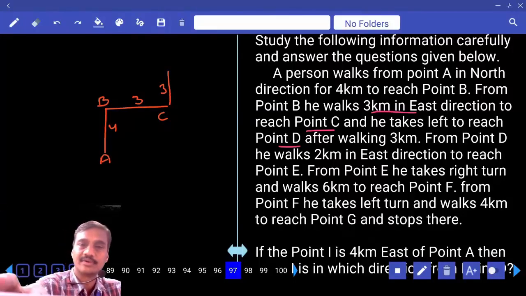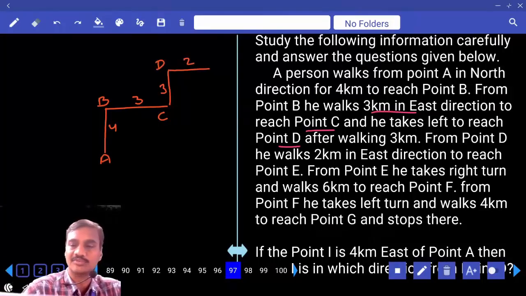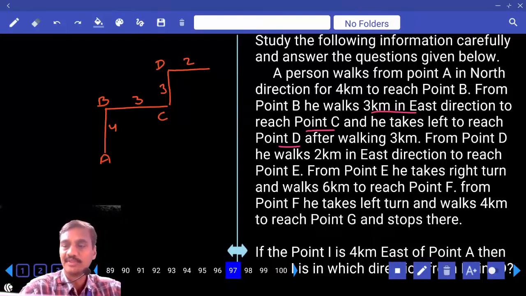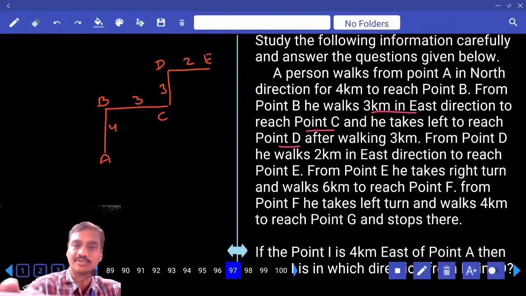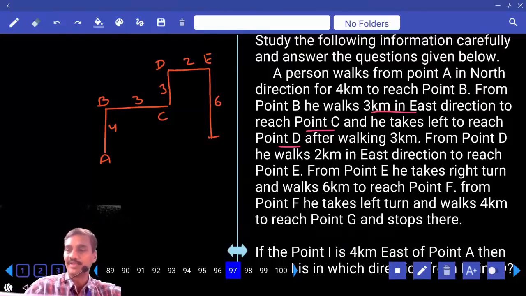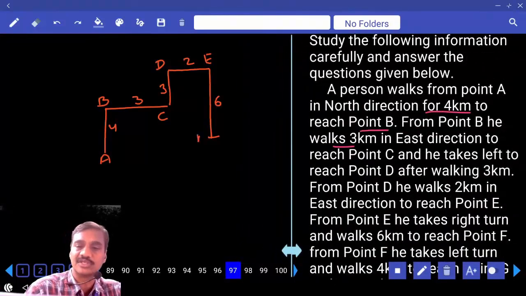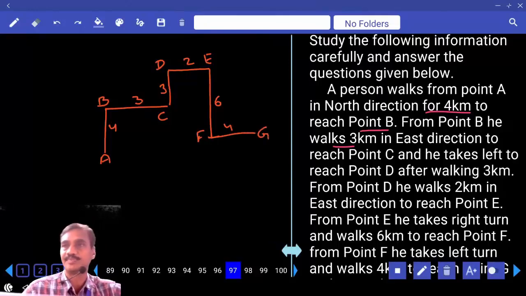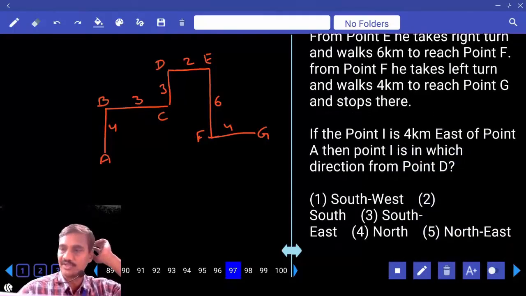And from D, he walks 2 more kilometers to reach point E. From point E, he takes a right turn and walks for 6 kilometers. Now 3 plus 4 is 7 vertically as of now, but this person has covered only 6 kilometers, to reach point F. From F, he takes a left turn and walks 4 kilometers and reaches point C. Now this is the final diagram we have.